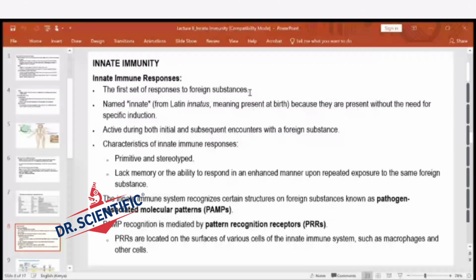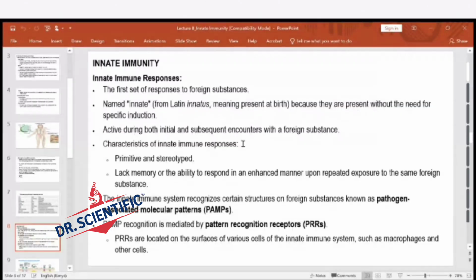But the body would have an innate immune response to first of all be a first line of defense. And clearly these are present at birth, innate. Somebody called them congenital, but we are referring to them as being present at birth. So of course, they are active during both the initial and subsequent encounters with the foreign substance.